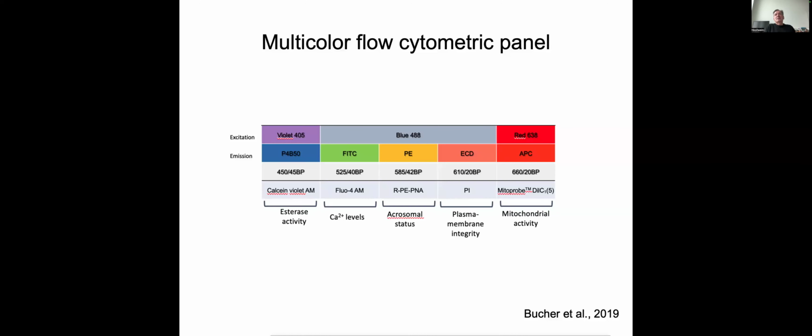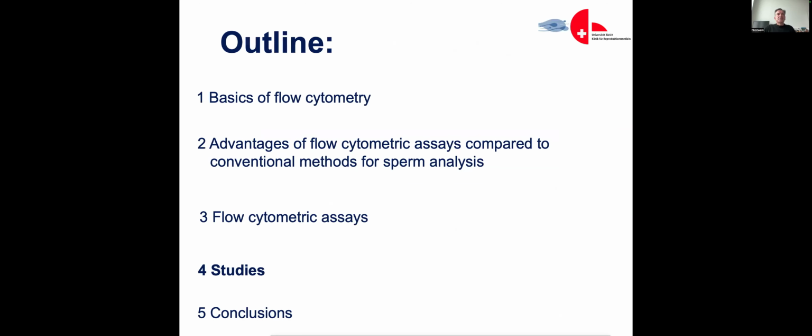So for example, if we are doing only one assay, with one staining, it could be that there is a sperm with a high mitochondrial activity but a low calcium level, and we don't see it by using only single assays. And now, coming to some examples of our studies.